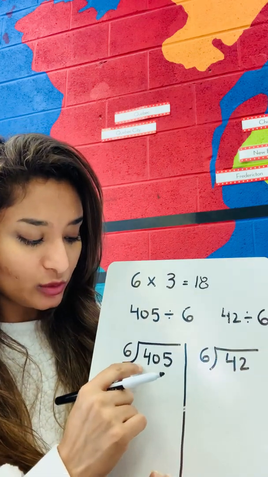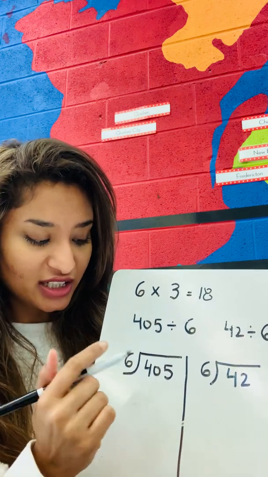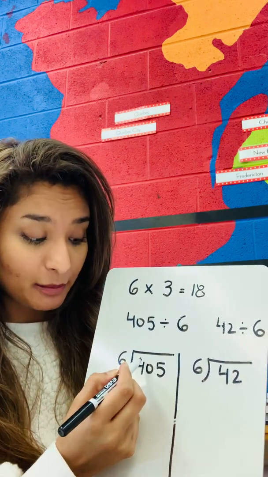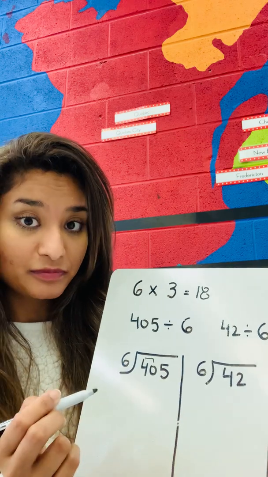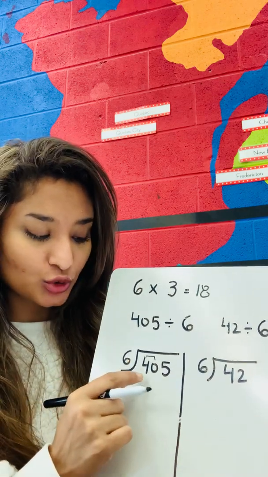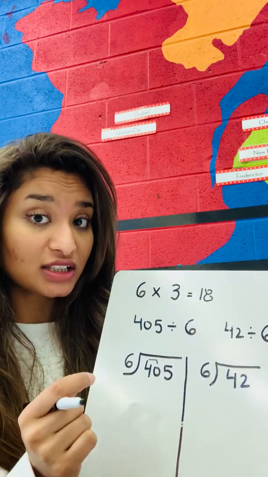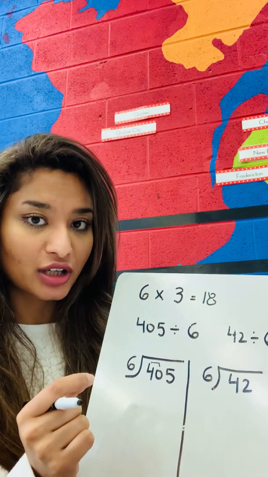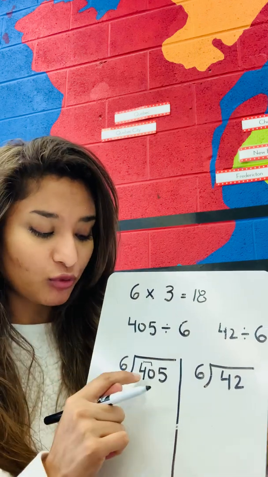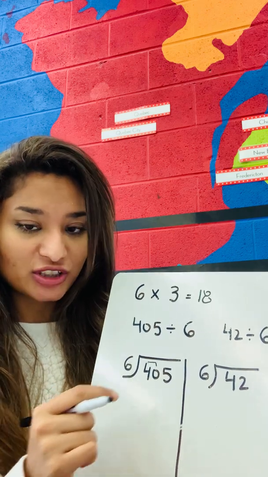So I know that I cannot fit this 6 into this 4, right? However, if I combine both these numbers, then I need to ask myself, how many 6s do I need to make this 40 or something that is going to be closer? We don't need anything bigger than 40, something closer, right? So how many 6s can we use?